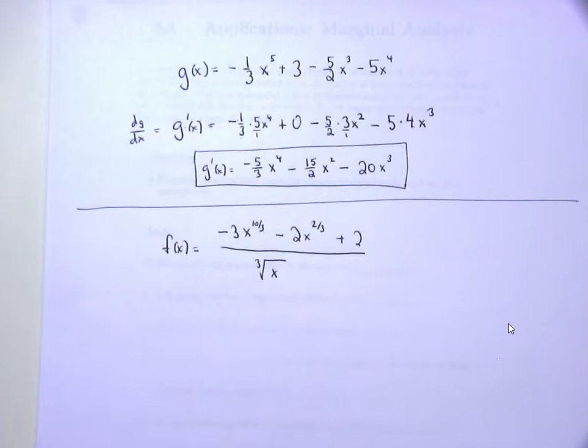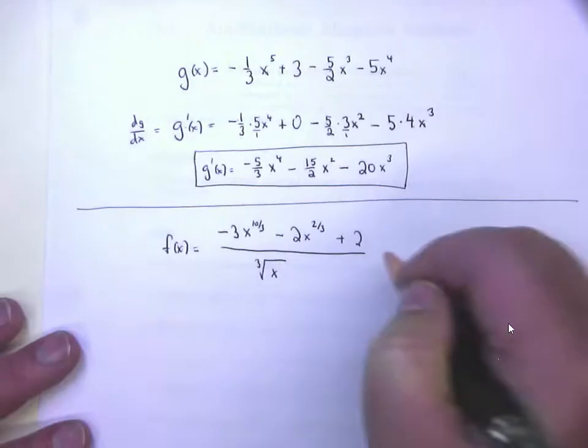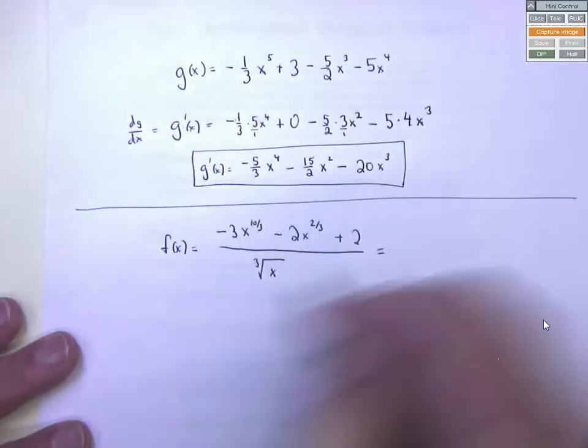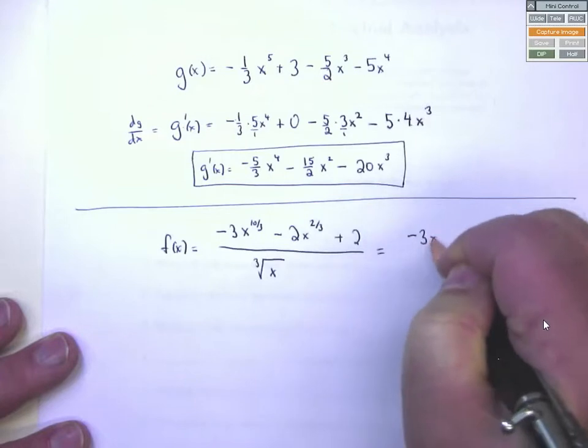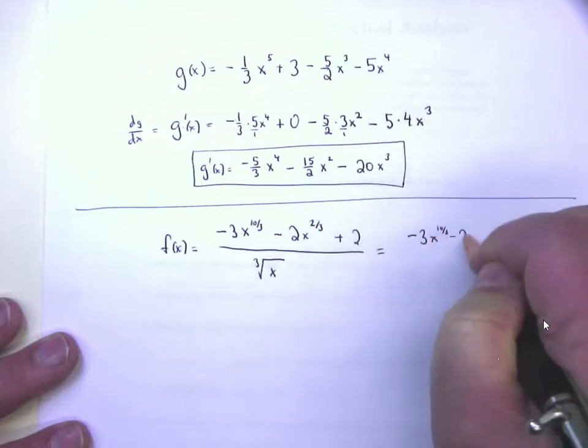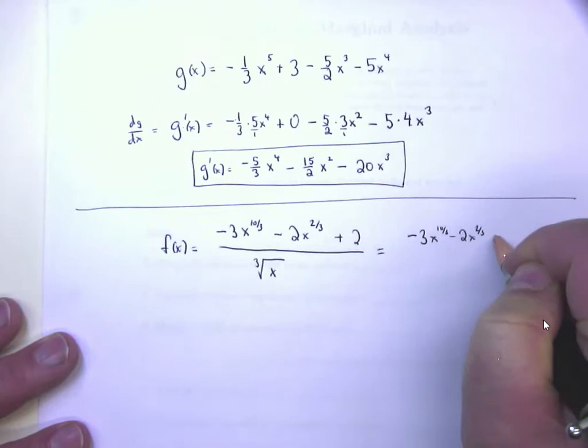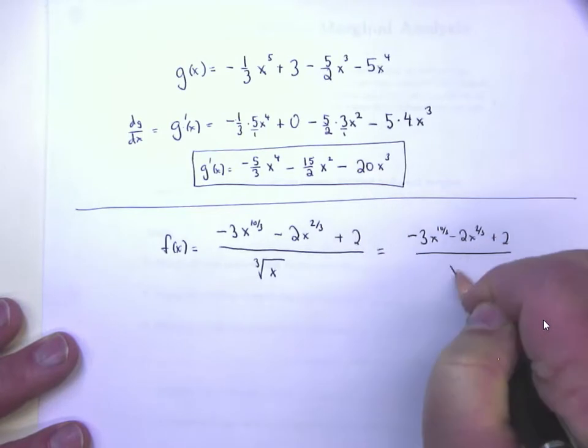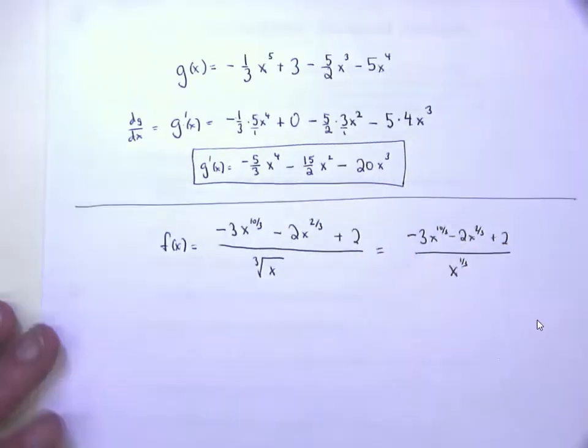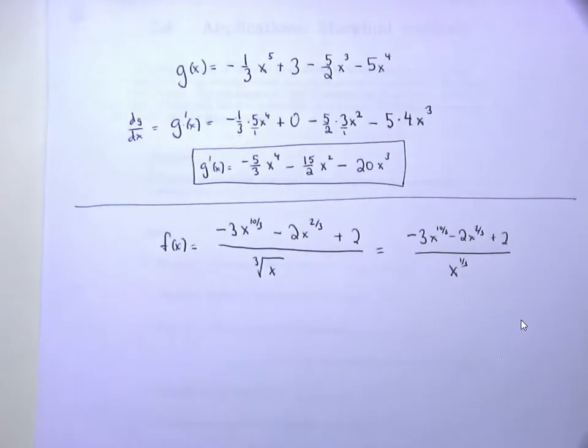I don't do cube roots. What's a cube root also known as? 1/3 power. So this would be negative 3x to the 10/3 minus 2x to the 2/3 plus 2 divided by x to the 1/3. At this present time, we don't have a quotient rule. We'll get to that later. That's a chapter 3 thing.